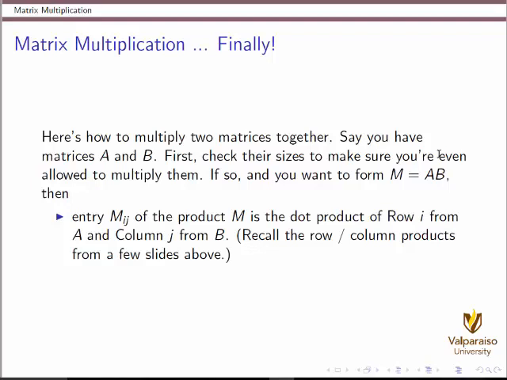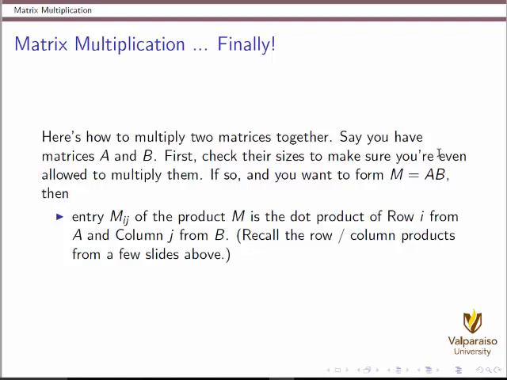So now we know how to check if we can multiply 2 matrices together. Next, we can learn how to do the matrix multiplication, and this is where we're going to go back to the row-column product idea. Let's take 2 matrices. You check their sizes. Okay, we're good to go.